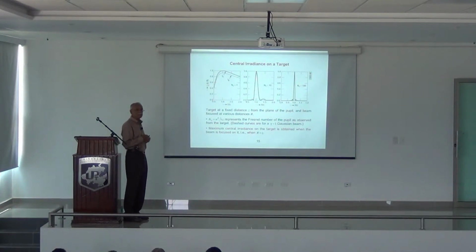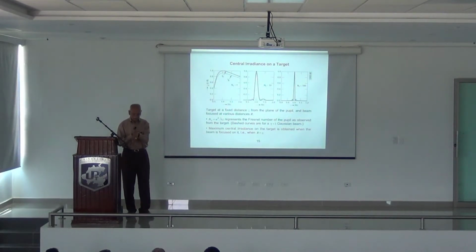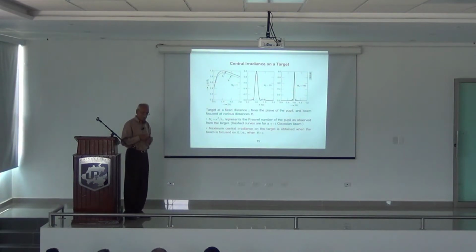By the way, the solid curves in each case, as in the previous ones, are for the uniform beam. If you have, in fact, a laser beam which has the core of a Gaussian, that is the dashed curve, I sub G, I sub Q. So far, so good. Let me continue. Maximum central irradiance on the target is obtained when the beam is focused on it. That means choose R equal to Z.